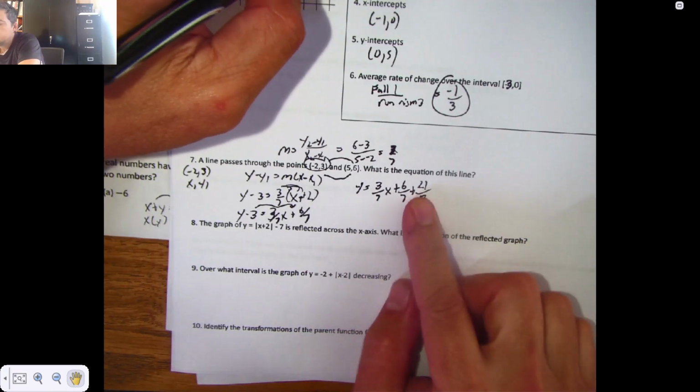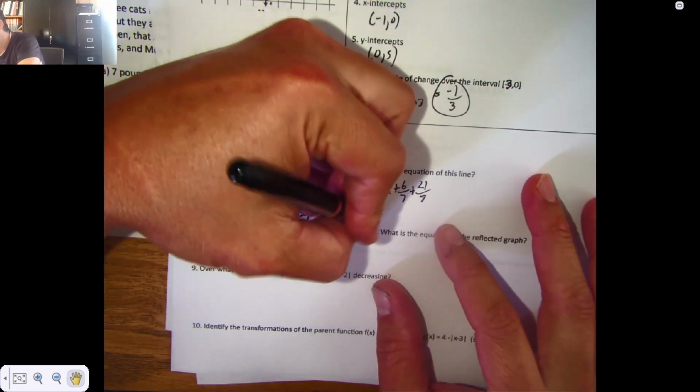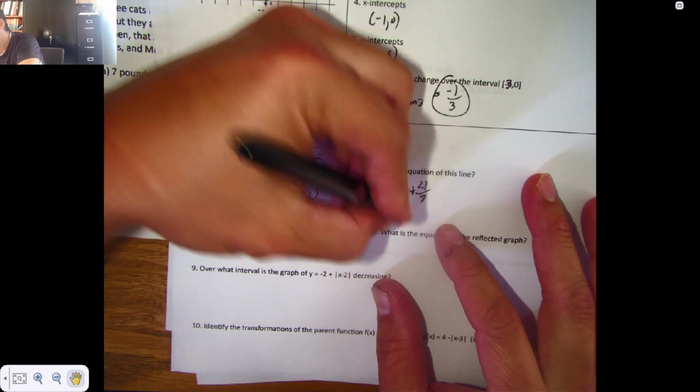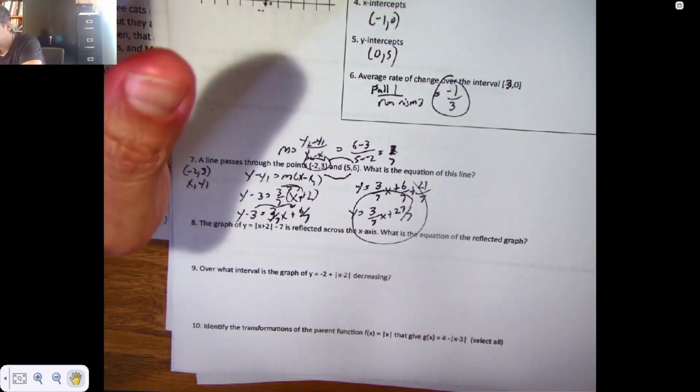Because in order to add two fractions together, you have to have a common denominator. So y is 3/7 of x plus 27/7. And you're done. That doesn't reduce.